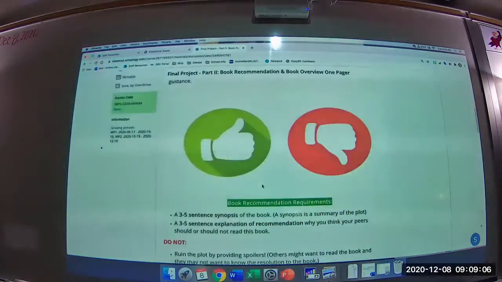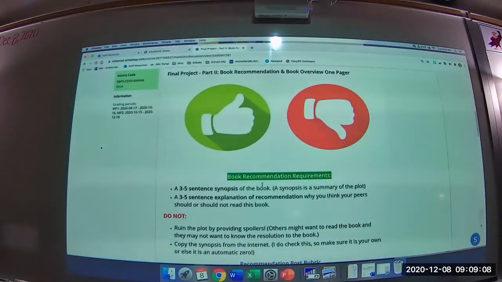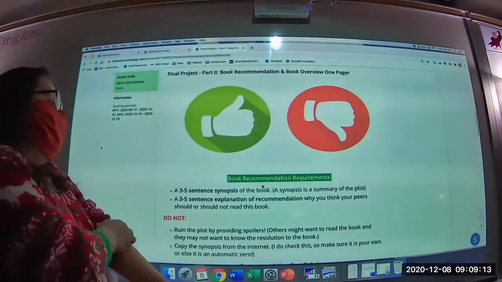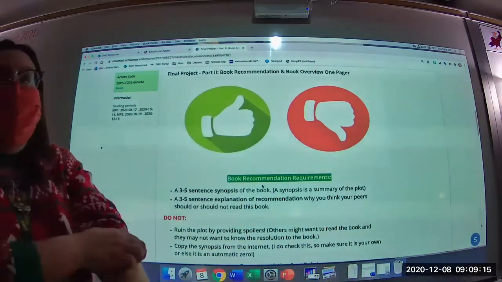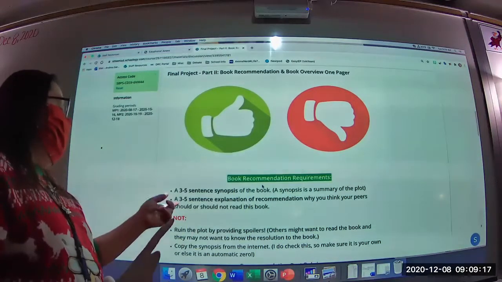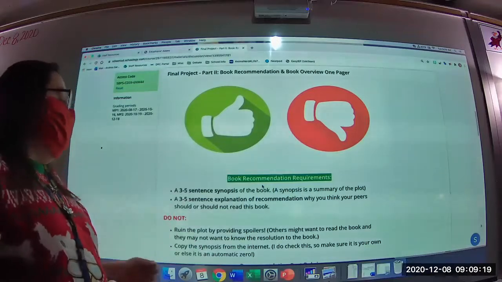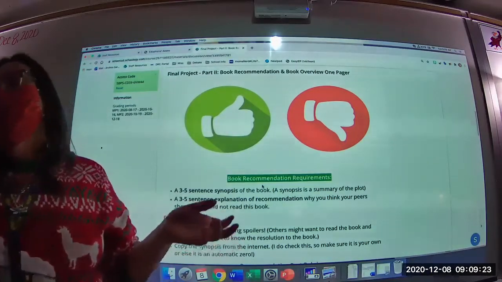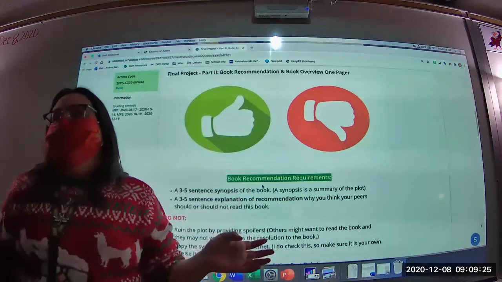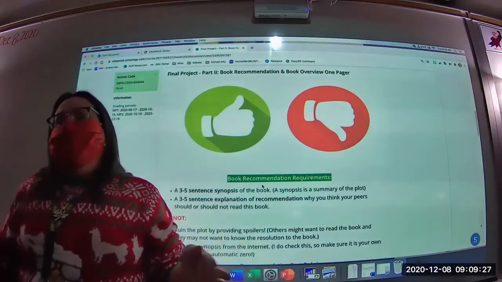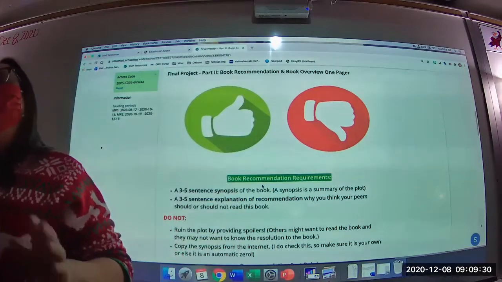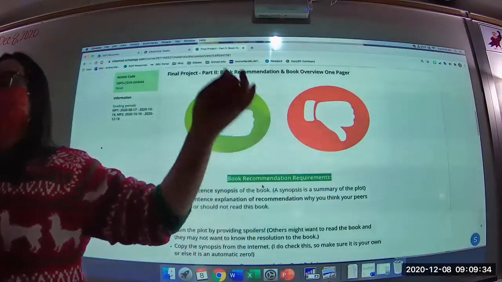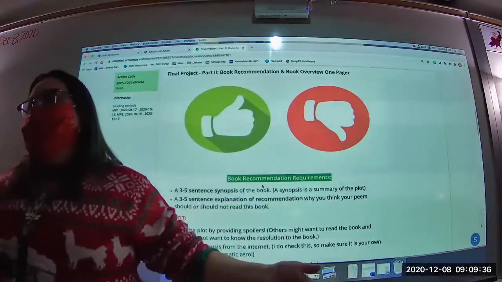Okay? So for the book recommendation, it's pretty simple, actually. You're just going to provide me a 3 to 5 sentence synopsis of the book. A synopsis is a summary of the plot. And a 3 to 5 sentence explanation of why you think your peers should or should not read this book. But don't ruin the book by giving spoilers, right? You know, don't be like, oh, and just so you know, it's Smirnikov that kills Fyodorich and blah, blah, blah. No, don't do that to people, right?